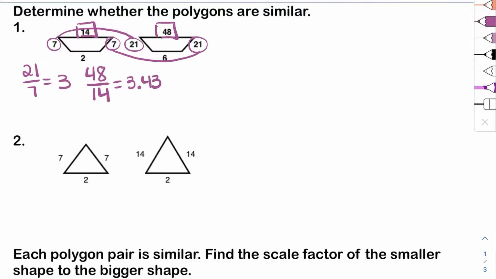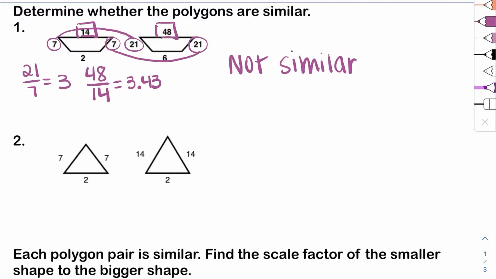So already right there, I can see that these first two pairs, the 7 and 21s, had a scale factor of 3, but the 14 and the 48 got bigger by 3.43. So since these do not have the same scale factor, these sides are not proportional. So are these similar? No. So we'll just say not similar.